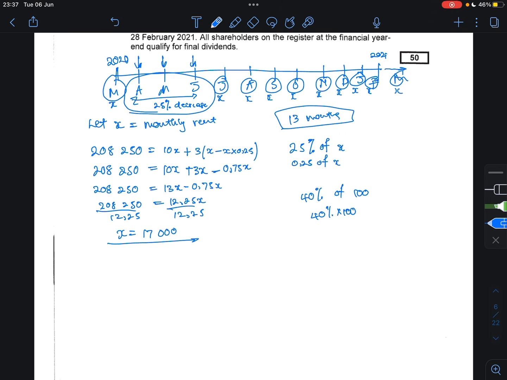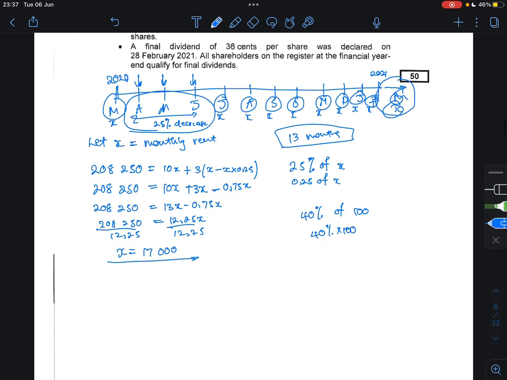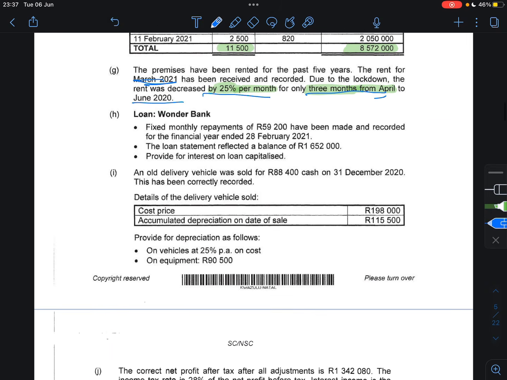And what have we received in advance? We have received 1 month in advance of rent. Okay, but here we paid the normal rent, which means we don't need to calculate the 25%, which means we record the 17,000 as it is. So now when our rent income, we subtract 17,000. Okay, it's 250, which is 191,250.